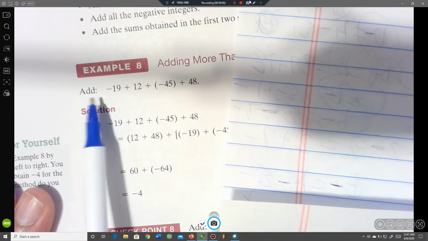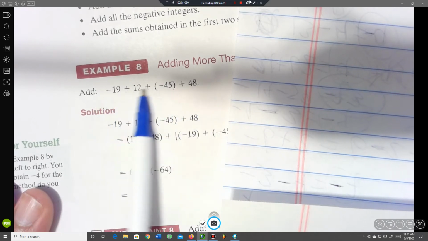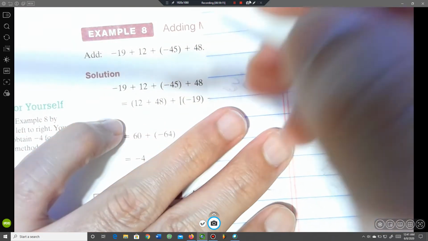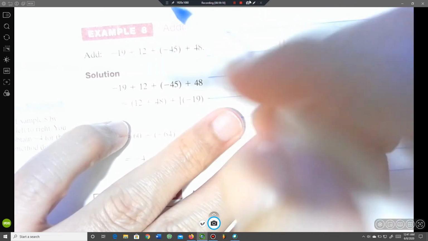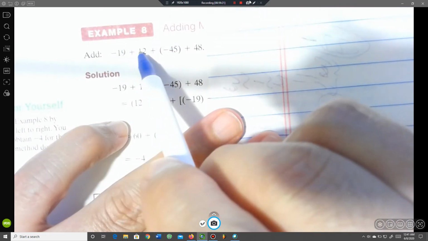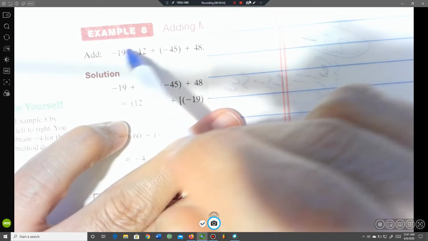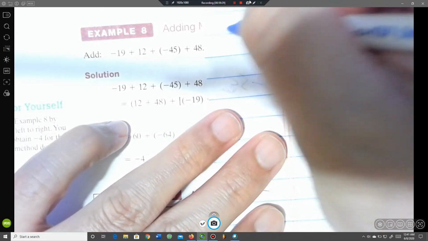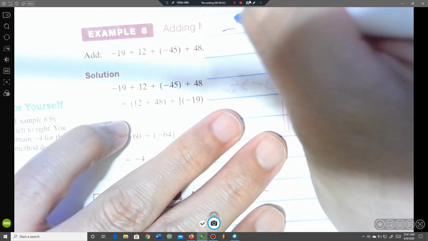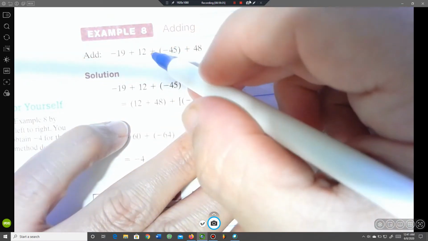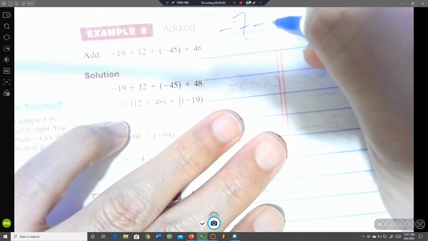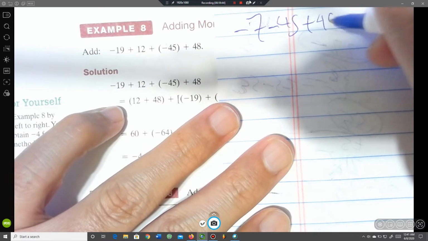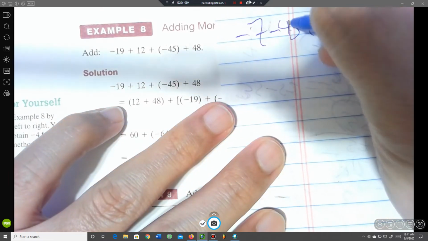So in this case, you start over here to the left and move your way to the right. That's very important too. That is part of the rule, so let's go ahead and do that. Here I have a negative and a positive, so I now have a subtraction. 19 minus 12 is 7. And 19 is the largest value and it's negative, so I'm going to have a negative 7. And I'm going to change these signs to a negative 45. I'm just rewriting the other integer there, just so you can see where I am now.